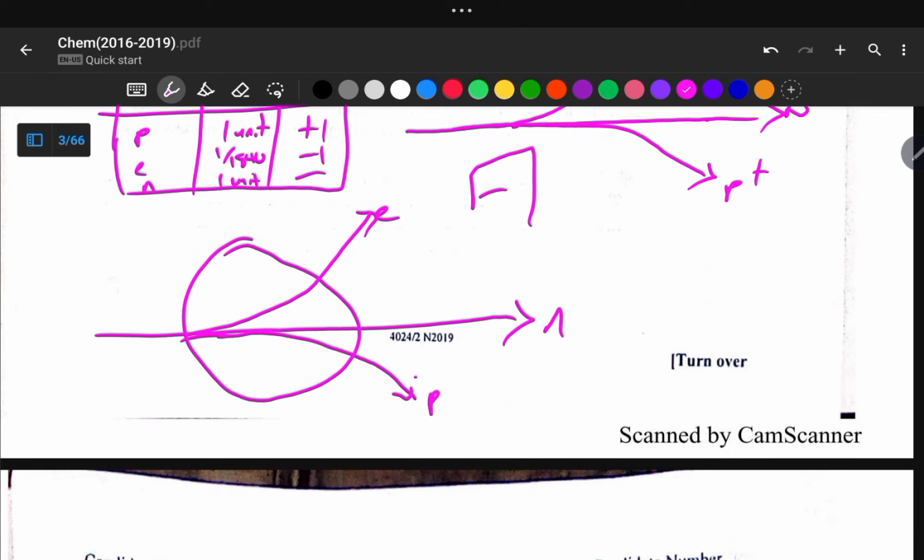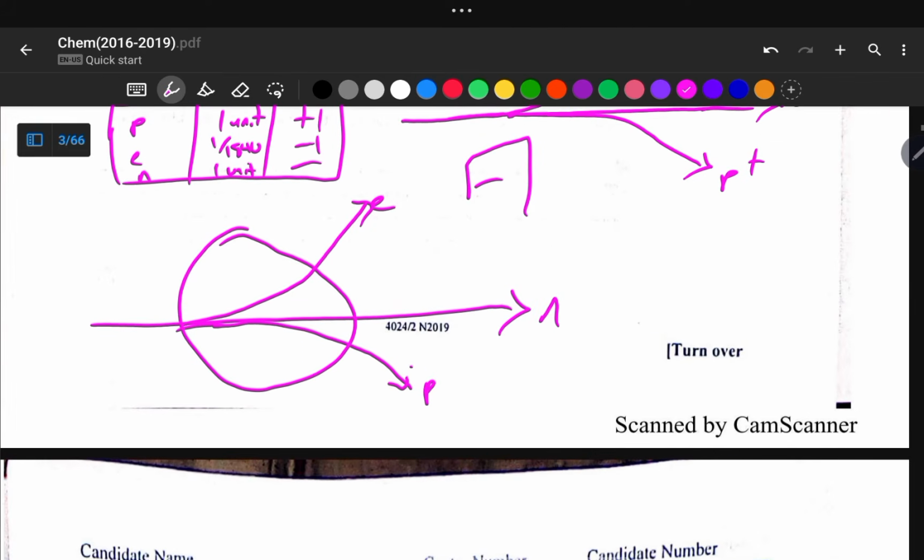So that is what you only need to know for exams under subatomic particles, right? And also to know the location. Protons and neutrons are located in the nucleus, and then electrons are located in the shells, right? And then you should be able to write the electronic configurations to show the arrangement of electrons in their electronic shells, right?